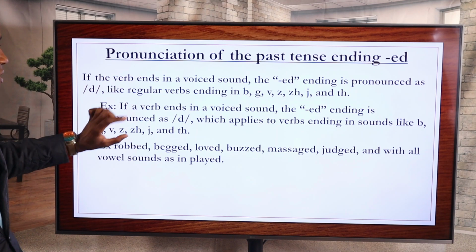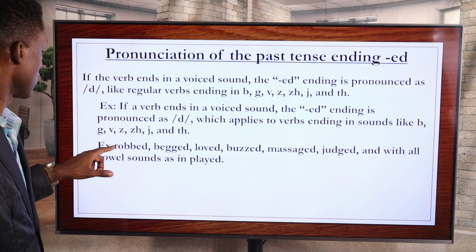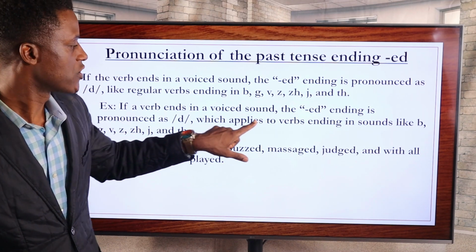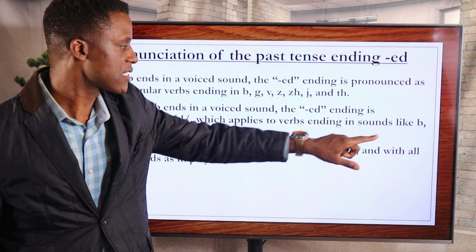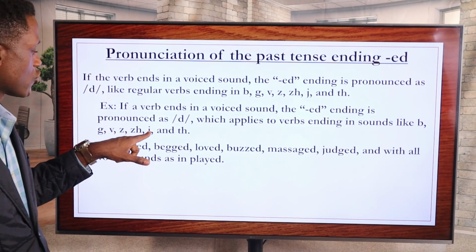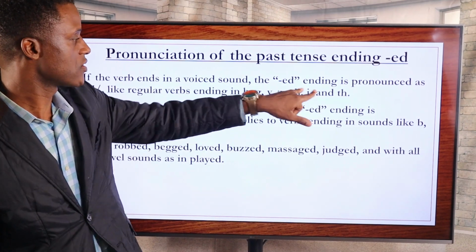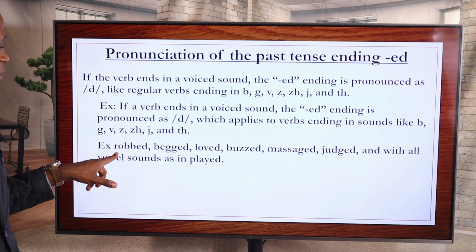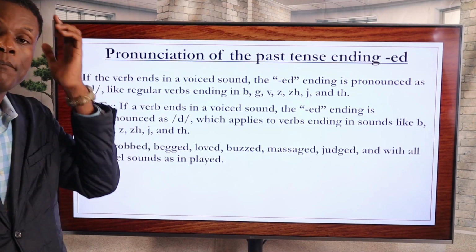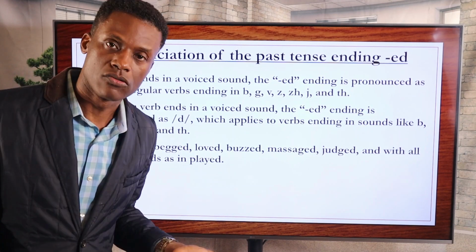But it's pretty much the same thing. Alright, that's just a little mistake. So pronounced as D, which applies to verbs ending in sounds like B, G, V, Z, ZH, J, and TH, which is the same thing we see here. Okay, so example, robbed, begged. I begged you.